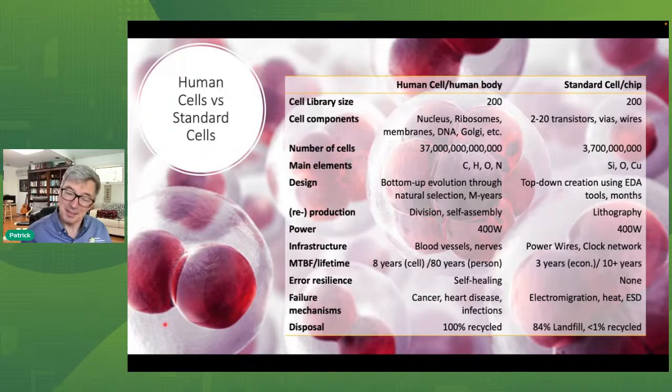But then again, there's a similarity. Our power consumption as a human, as we're sitting here now, is about 400 watts. A good graphics processor in a PC is also 400 watts. We have also infrastructure like clock networks and power wires. You can also find similar structures in the human body. But there's some other difference again then.